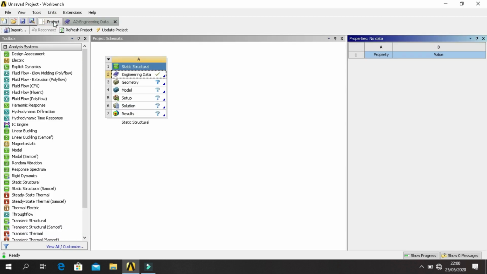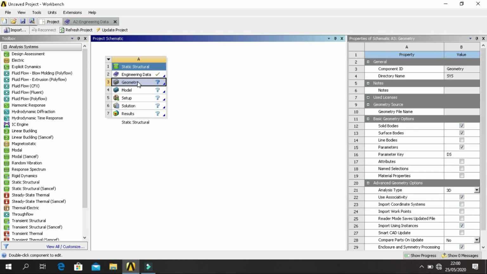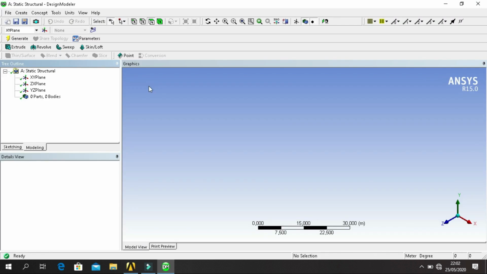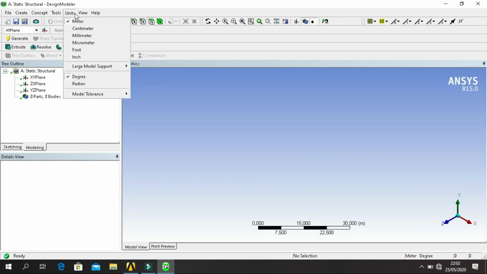Back to project, click on geometry, next, millimeter for unit.